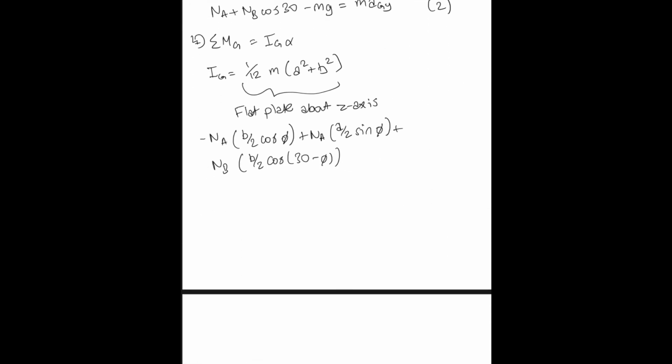So we're going to do the same thing in the y direction. So minus NB multiplied by a over 2 sine 30 minus phi. And all of that is going to be equal to 1 over 12 MA squared plus b squared. This equation over here is our third equation. Now that we are done with our kinetic equations, we're going to go about our kinematic equations.